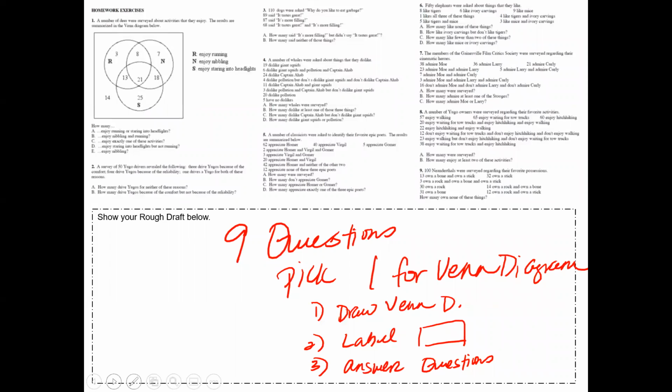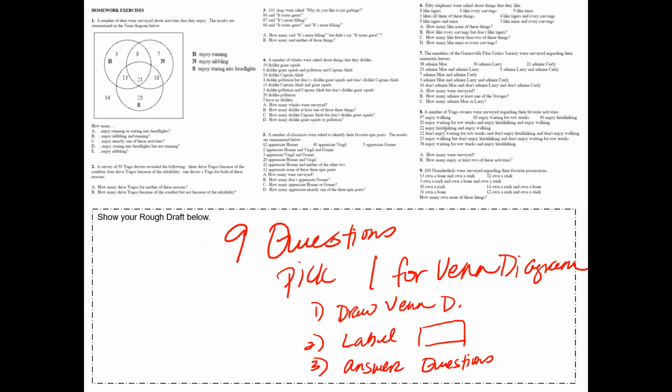Okay, so this is the handout that I gave you guys last week that we have not used yet. So what you're going to do is make a poster representing one of these 9 questions. There are 9 questions. You can pick one for the Venn diagram. So number 1, I want you to draw the Venn diagram depicting what this question is talking about. You're going to be labeling the Venn diagram and then afterwards answering the following questions.